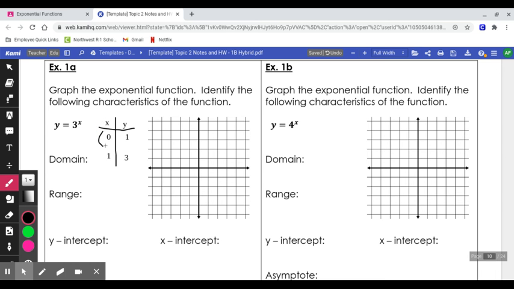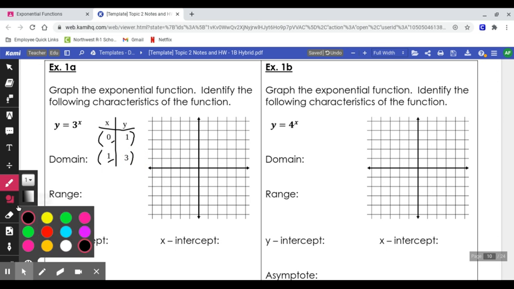So we have 0, comma, 1. Okay, so there's a point. And we have 1, comma, 3 as another point. So let's plot those 2 points onto our graph.